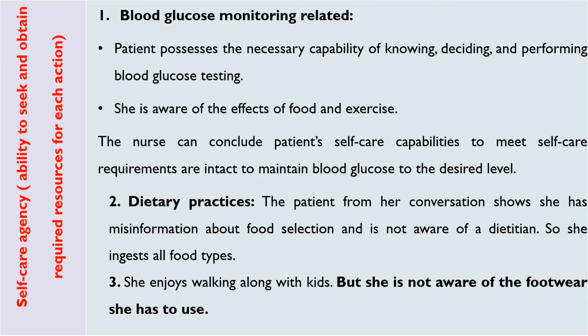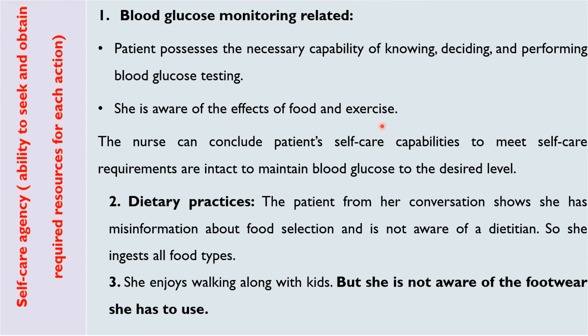Next, self-care agency. You know that self-care agency means the capability, the ability to seek and obtain the required resource for each action. First one was monitoring blood glucose. So at that time, what is the capability the patient should possess? The patient possesses the necessary capability of knowing, deciding and performing blood glucose testing. If the patient does not know, we have to teach. Now the patient knows, so we have to see how she is performing. And she is aware of the effects of food and exercise.